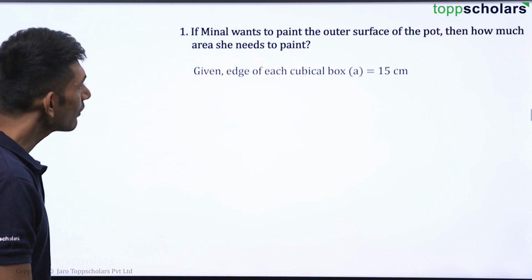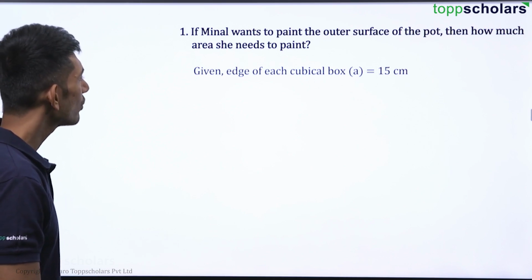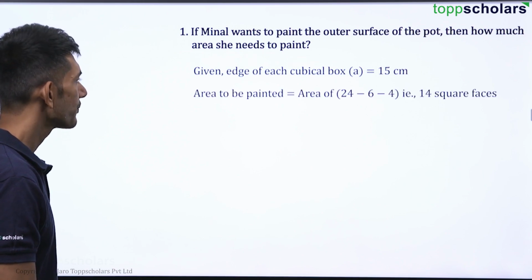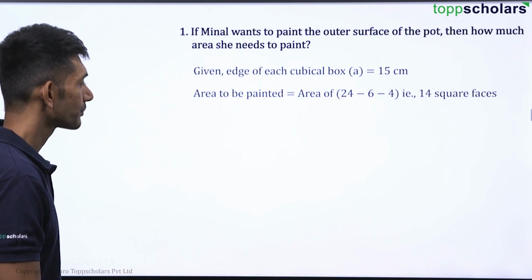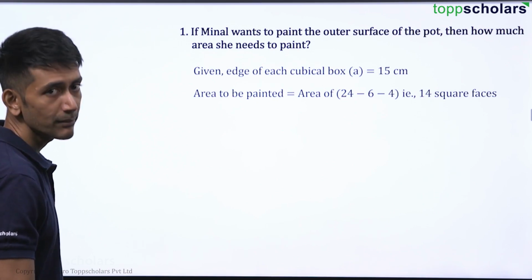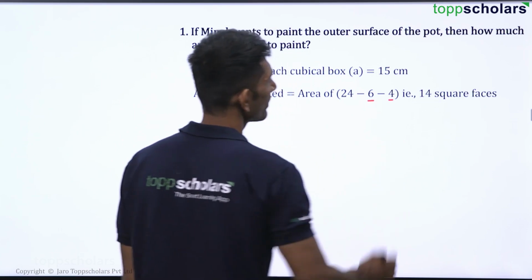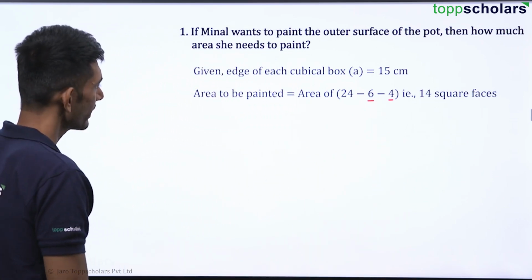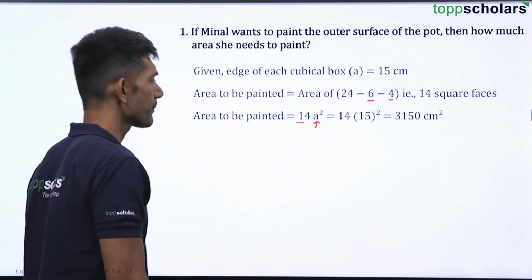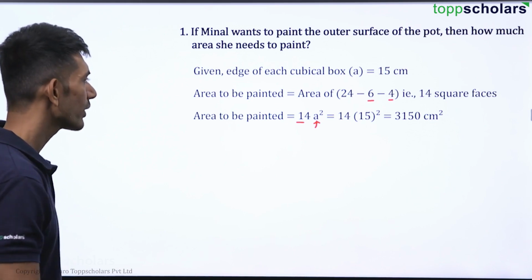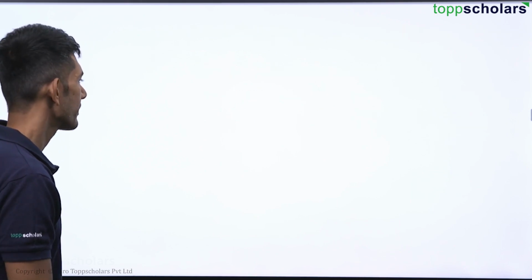That is, if Minal wants to paint the outer surface area of the pot, then how much area is needed? So what is the edge of the cubical box? 15. So what will be the area of the region that needs to be painted? Now see, total will be 24, out of which these two will be subtracted. So 14 square faces must be painted. So 14 square faces means area of each square is a square, that is 15 square. So 14 into 15 square is 3150. So this is the area to be painted, right?